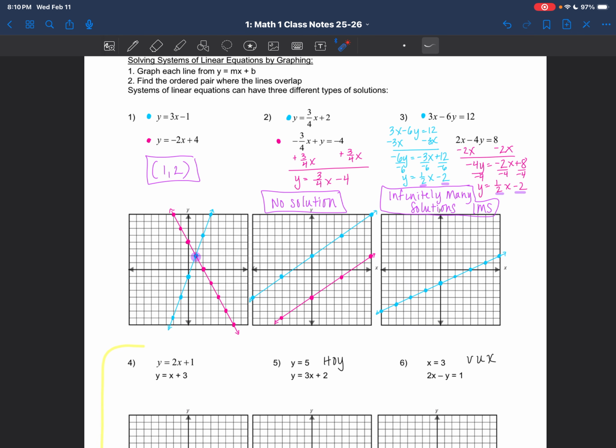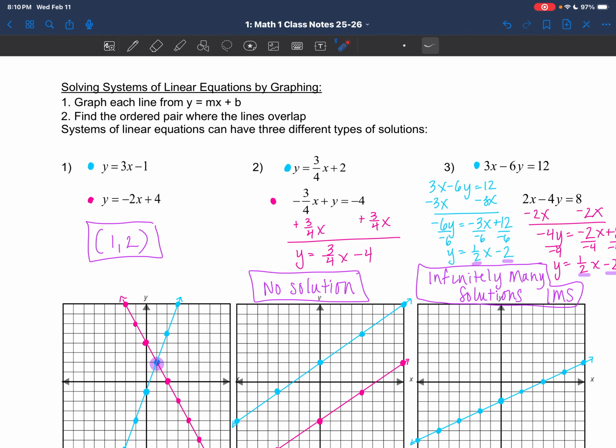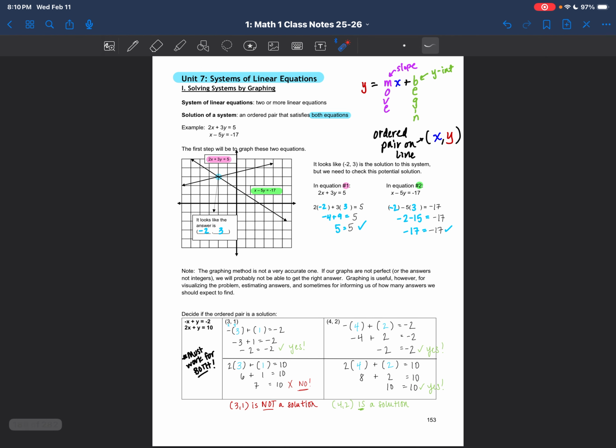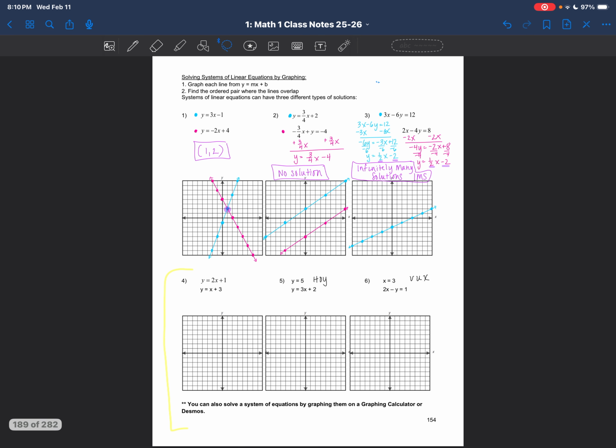All right, so now we're going to practice graphing. So this is just a review, and we're just adding another line to what we've already done. So first we're going to graph each line with y equals mx plus b. And so I'm going to come back here, and I'm going to copy, and then we're going to paste it right here just so it's right where we need it to be.